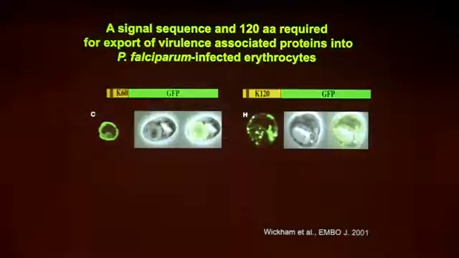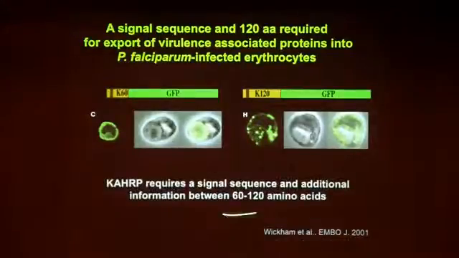You see at what point in the deletion construct does the protein stop getting out. So here you can see that with 120 amino acids the protein gets out, but with only 60 amino acids it doesn't get out. And this established the idea that there's a motif in this N-terminal region which tells the protein that it has to get outside into the infected cell. So this 60 to 120 amino acid sequence contains a mystery motif which must be involved in that export process.